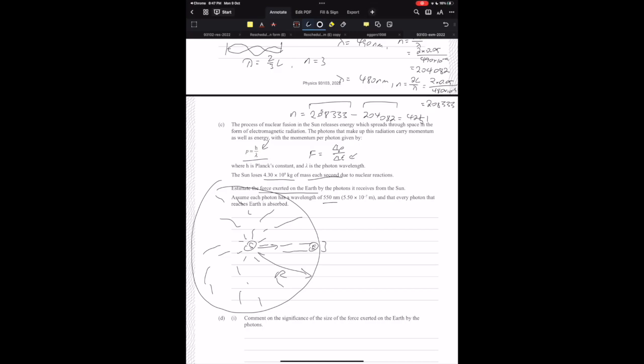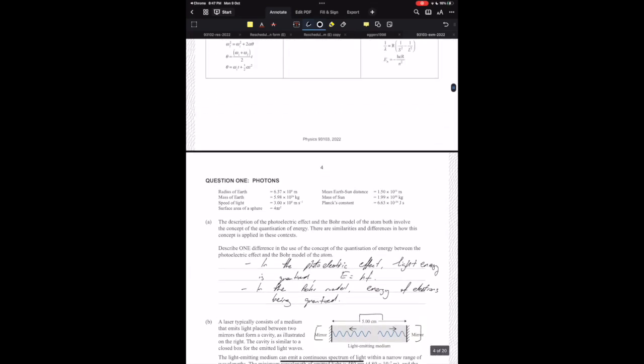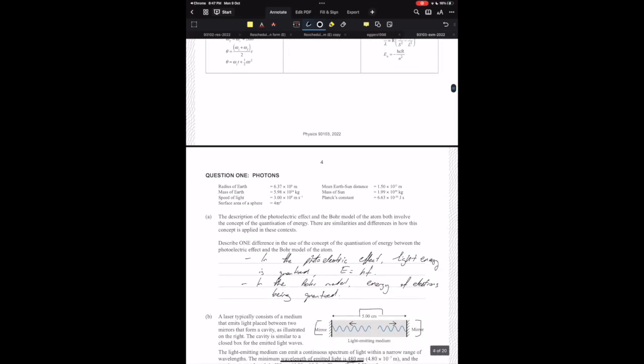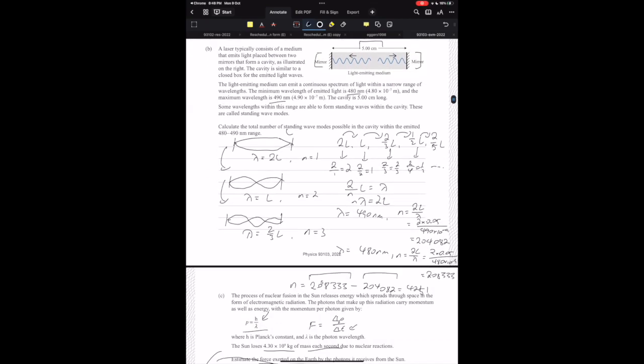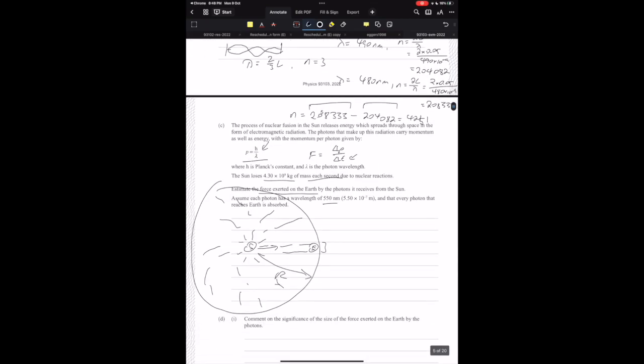So where do we get this data from? Well, at the beginning of the question, they actually gave this to us. So we know the surface area of a sphere, which helps us figure out the surface area of our imaginary sphere here. We also know the radius of the Earth, which helps us figure out the area of the Earth that is actually receiving those photons. And we also know the mean Earth-Sun distance, which is also this r here, the distance between the sun and the Earth, which is also the radius of this imaginary sphere.